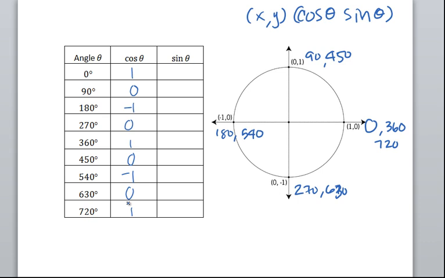And cosine of theta is actually a periodic function. You'll notice that this pattern repeats, right? It goes 1, 0, negative 1, 0, and then 1, 0, negative 1, 0, and that corresponds to 1 revolution around the circle.